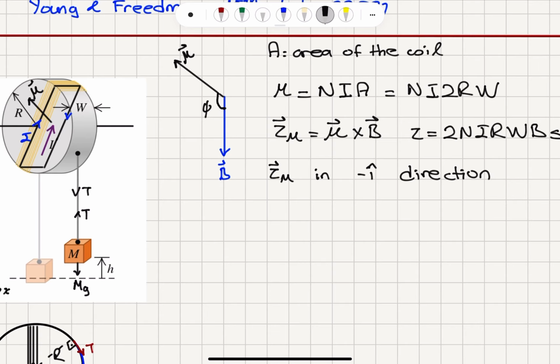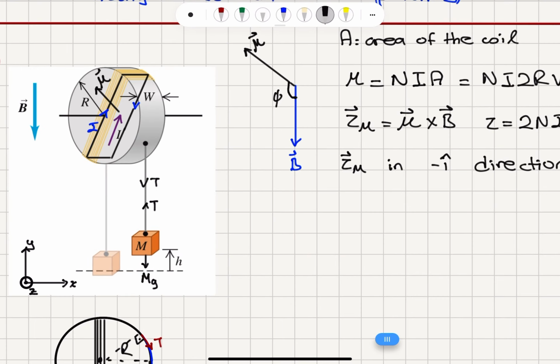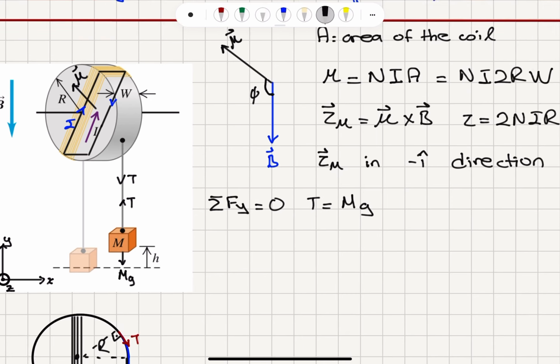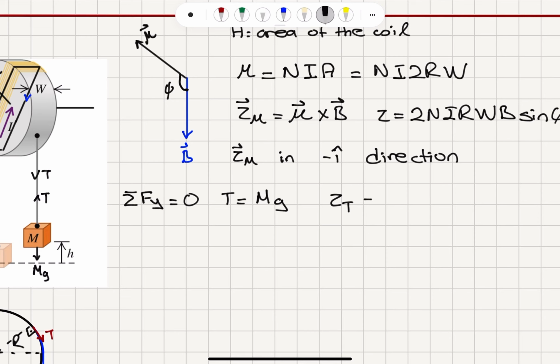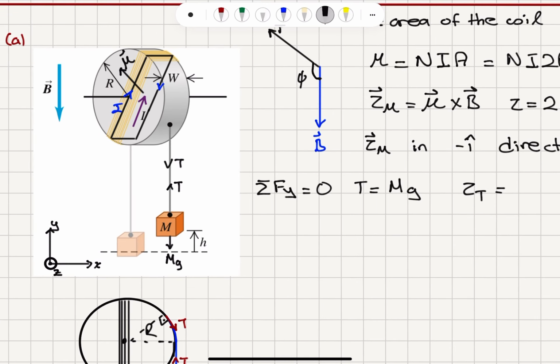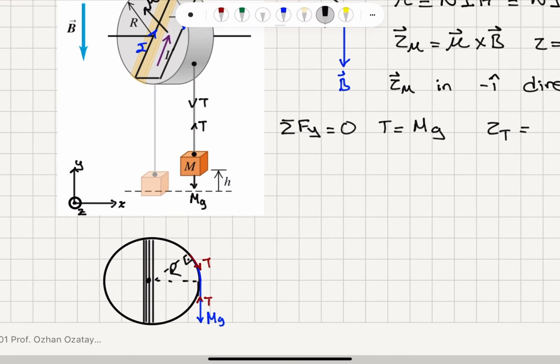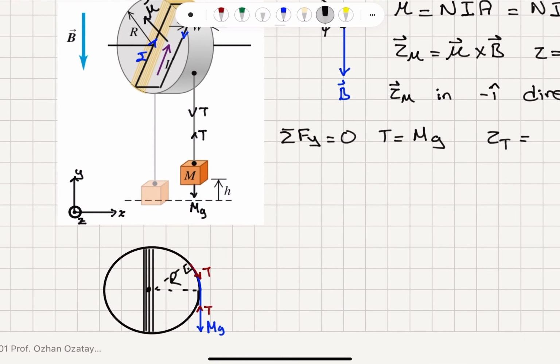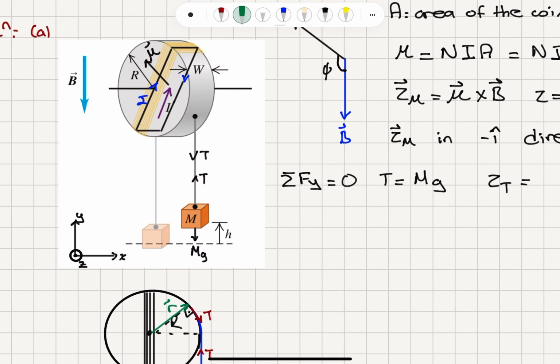That's what we observe. At the same time, the mass is to be suspended, so the net force on the y-axis should be equal to 0. The tension must be balancing the gravitational force mg. And what is the torque due to this tension? It is r cross F. So if I look at the position vector, for example, here, the position vector r will be this vector. r cross F gives me the plus i hat direction.